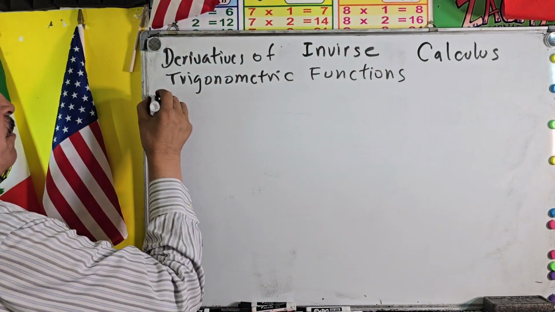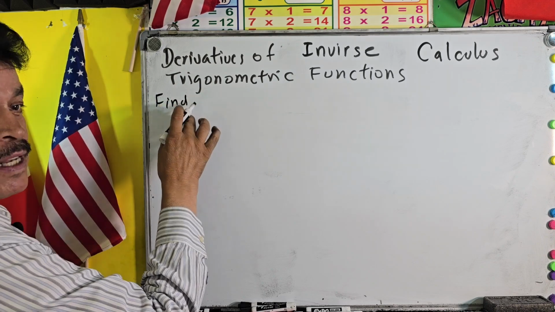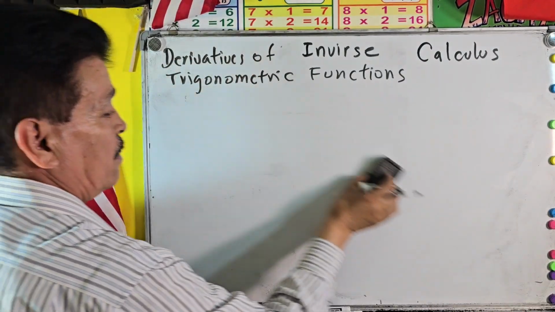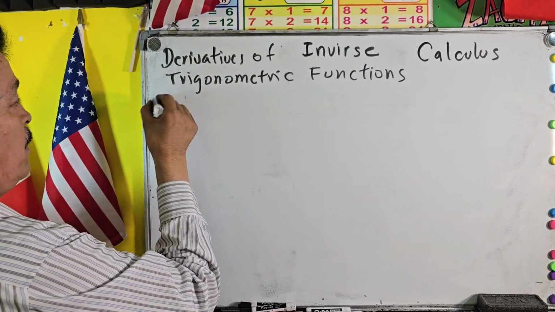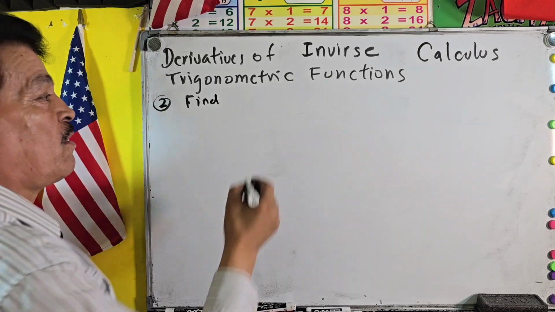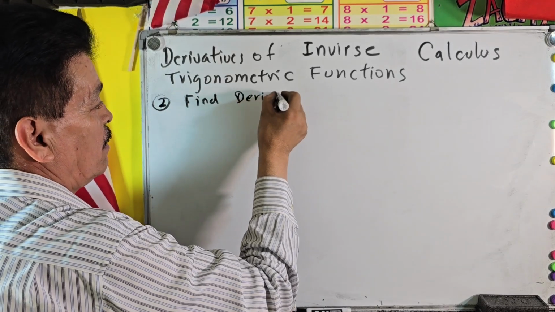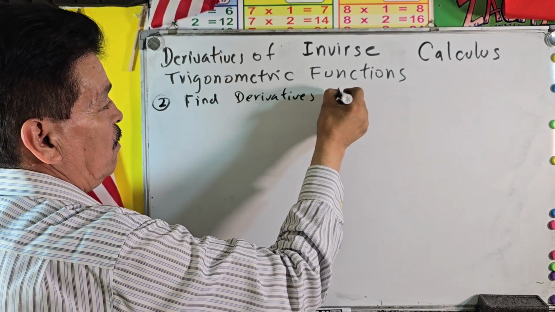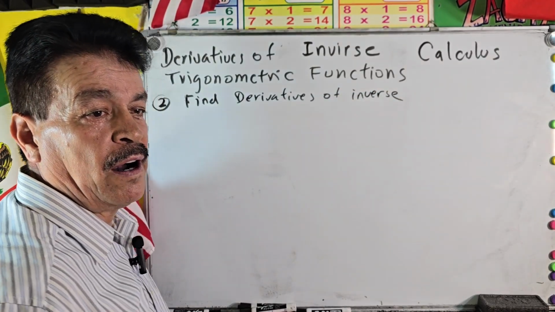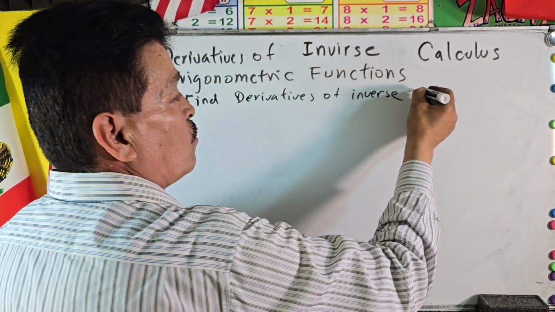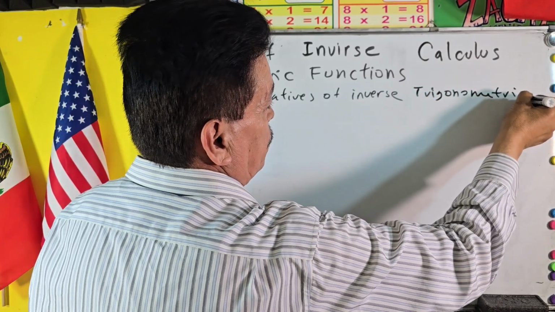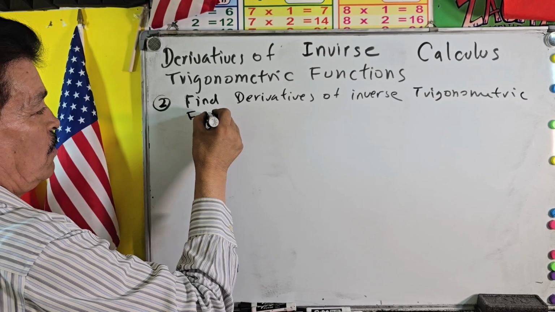Now let me move to number 2. That's the second section of the class. In this section, we have to find the derivative of inverse trigonometric functions.